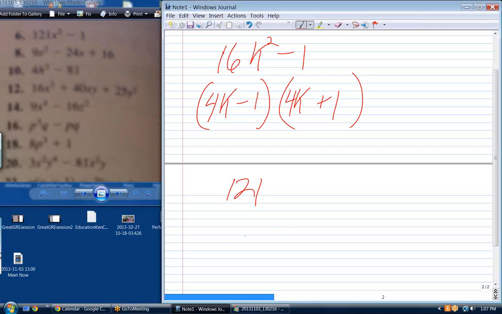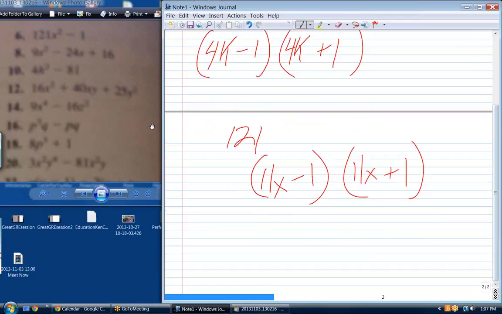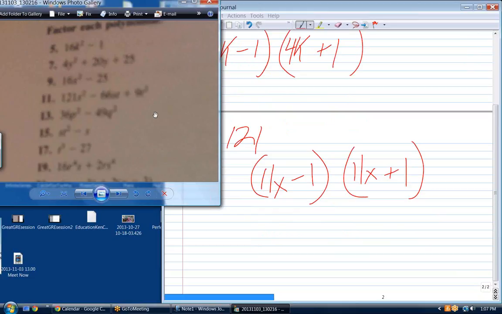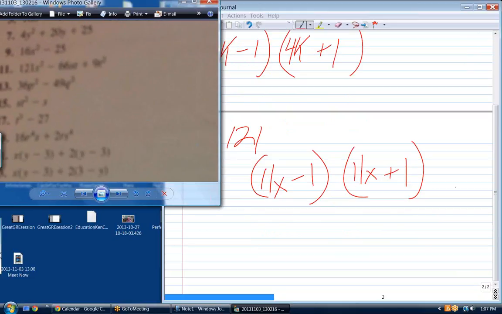Yep. So what is 121? 11 squared. So this is equal to what? 11x? Uh-huh. And 11x. Yeah. Remember, it's always minus the square root of that and plus the square root of that. Okay.